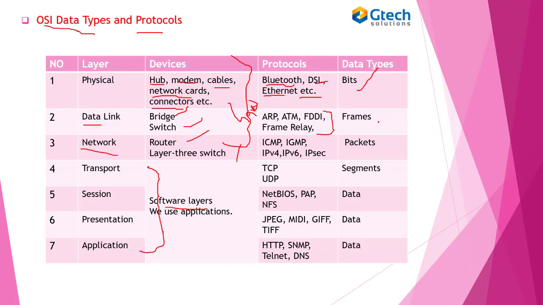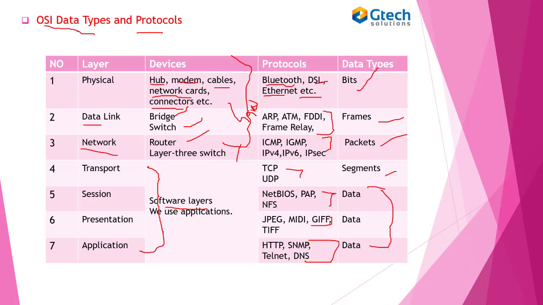The data type under layer 2 or data link layer is frames. The data type under network layer or layer 3 is packets. Under transport we have segments. Then from session to application we have data. You can look at the protocols and understand how they work for examination purposes.